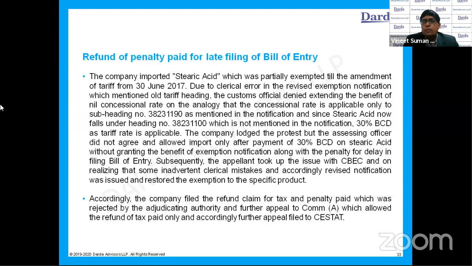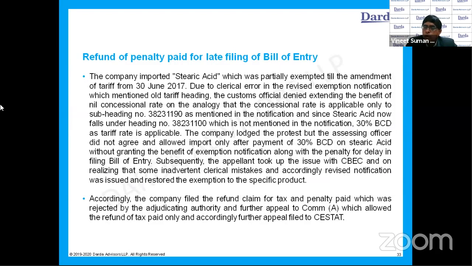One specific item, stearic acid, was partially exempted till the amendment of the tariff on 30th June 17. Now the tariff changed and the exemption notification was also changed. But due to an error from the CBIC, earlier called CBEC, they had put an old tariff heading. But the person has to declare the goods under the new tariff heading. So the officer at the ground level did not appreciate that and simply asked them to pay 30% BCD with interest and penalty.